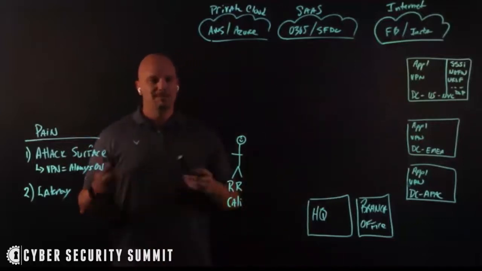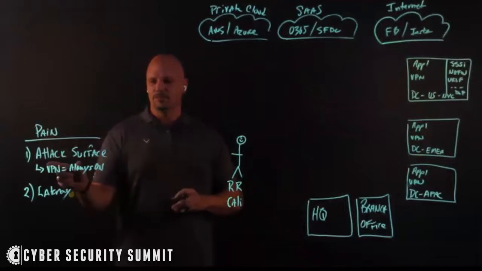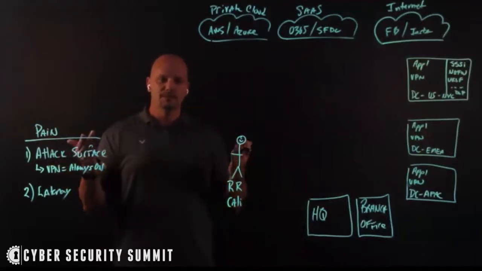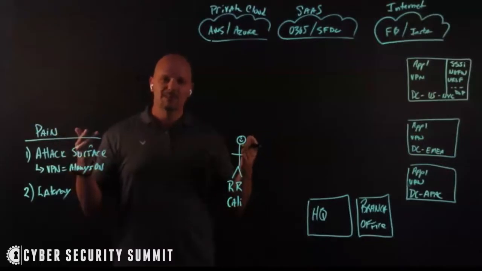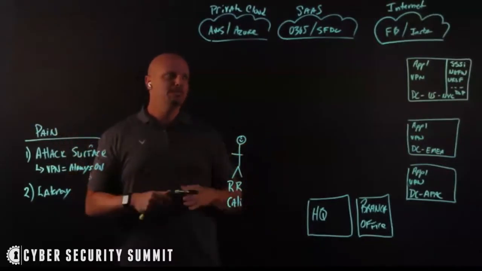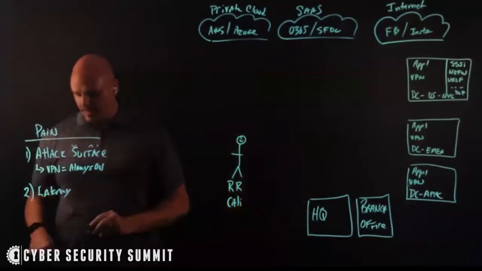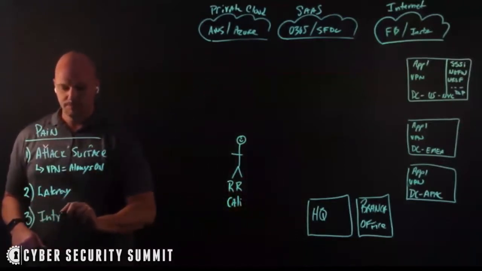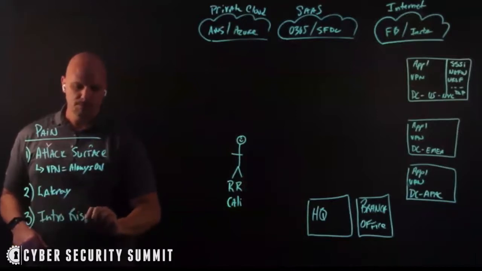So when we look at that, now you have users that aren't going to always have it on. They're going to turn it off because they know when the VPN's on, performance sucks. They're only going to use the VPN when they absolutely need to. So now you're starting to introduce risk. And what do I mean by that?